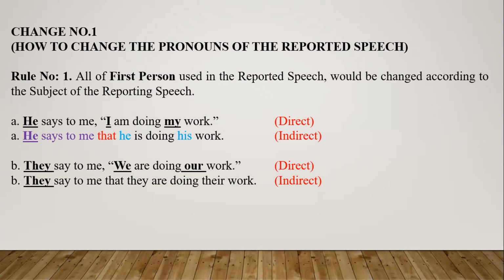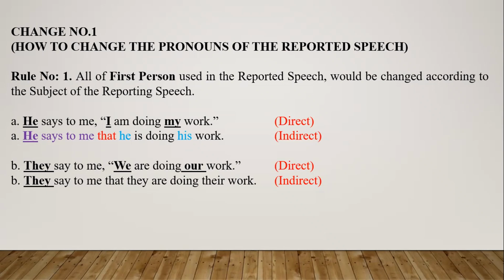He says to me, he is your subject here, says is the verb, me is your object. So if we talk about reported speech, there is first person, that is I. So we have to change I with he. So when we are changing I with he, the subject he will take the place of first person, that's called I. You can see here that is he. So the sentence will be like that: He says to me that he is doing.